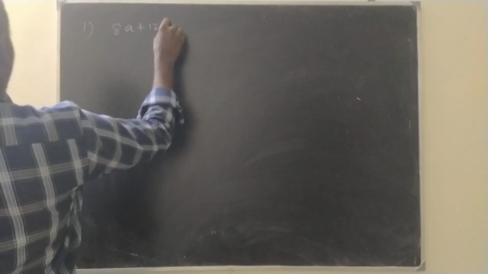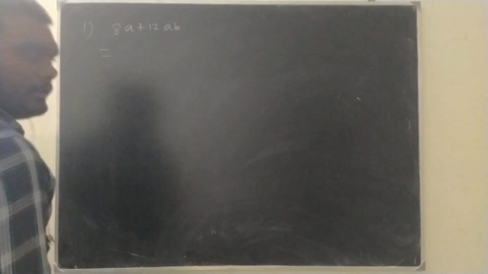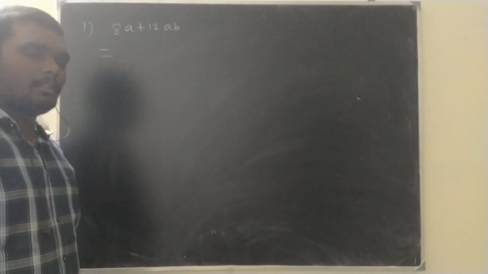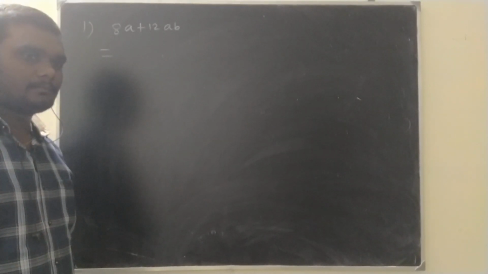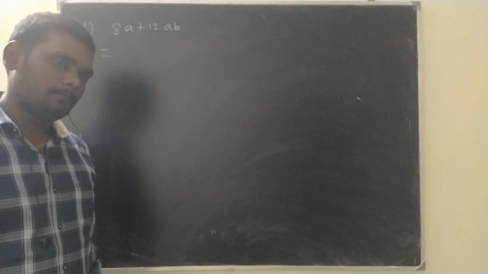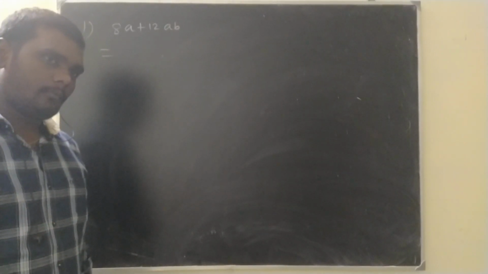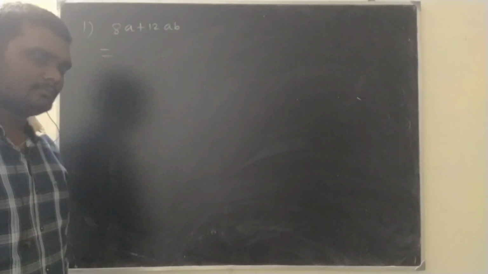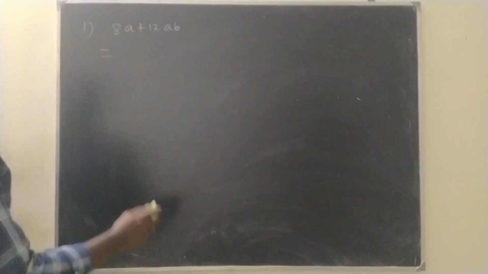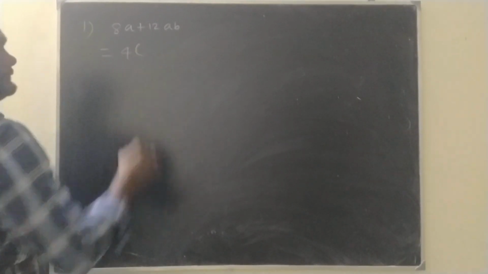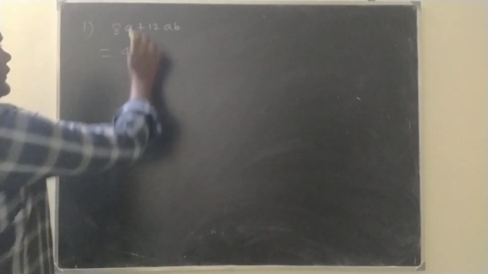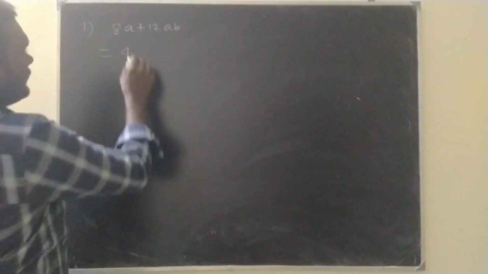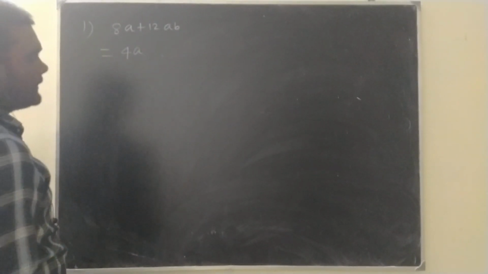8a plus 12ab. Whichever method is applicable, you apply and find out the common factor. For 8 and 12, what can you say is the common factor? Both come in what table, man? 4 table. So, we'll take 4 out. So, here a is there, then ab is there. Anything common between the two? a is common. We can take it.